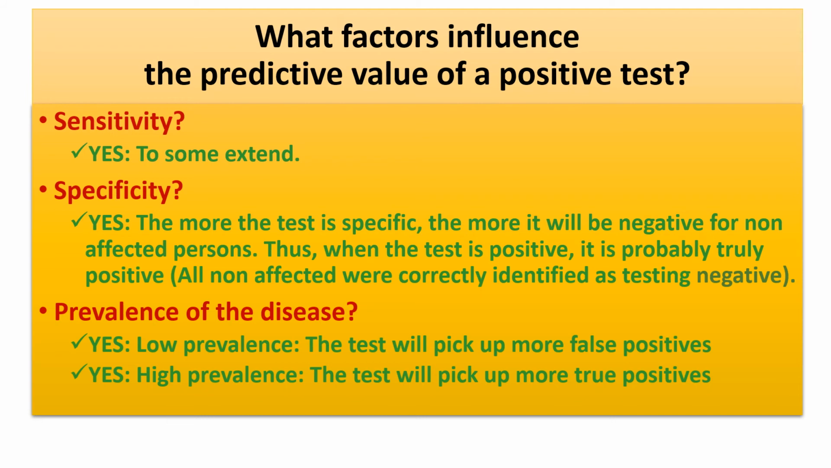What about the prevalence of the disease? Yes, low prevalence can affect the predictive value of a positive test, and the test will pick up more false positives. And high prevalence can affect the predictive value of a positive test, and the test will pick up more true positives.